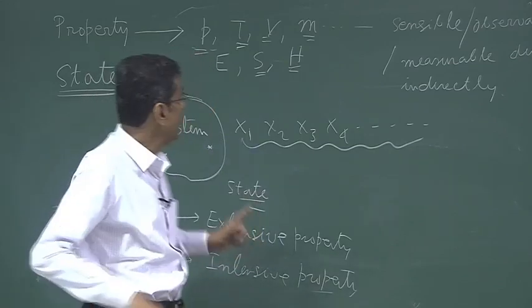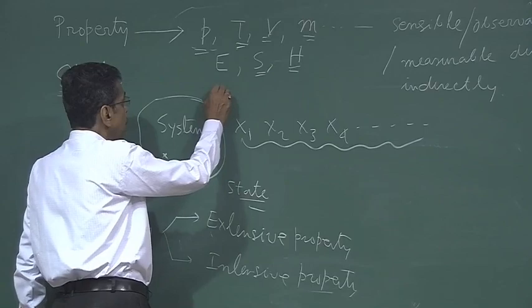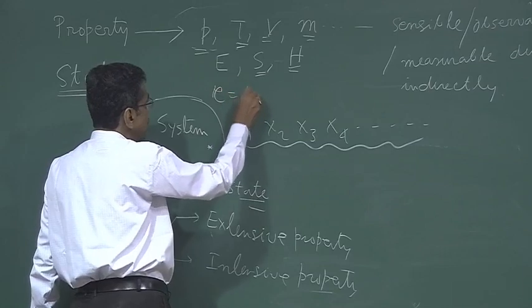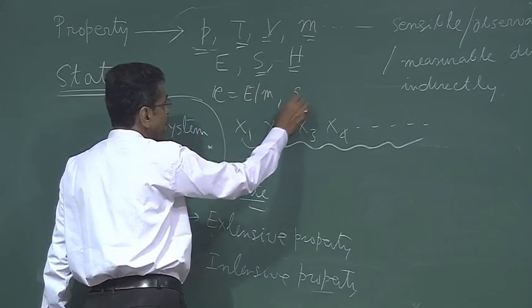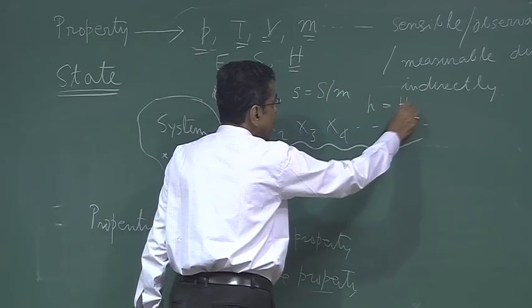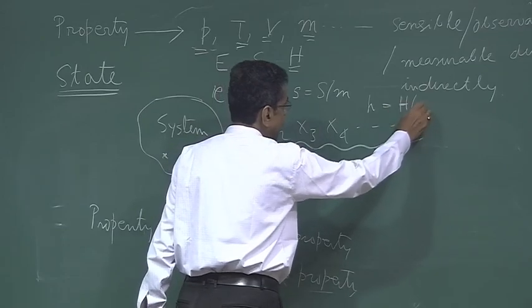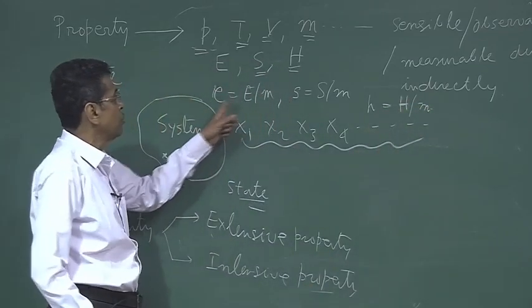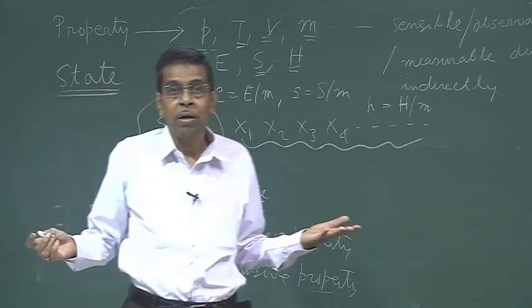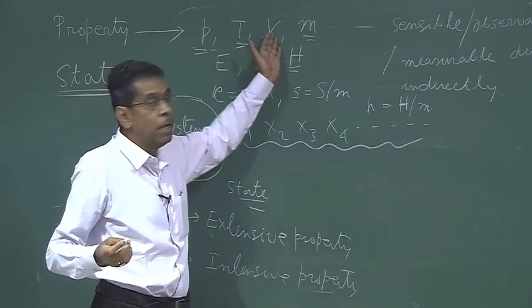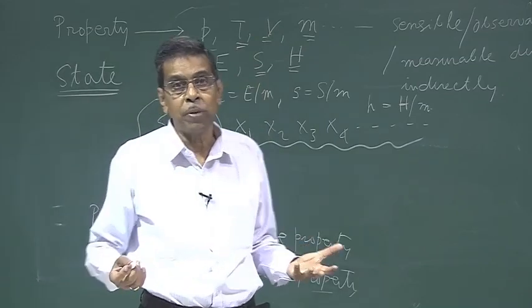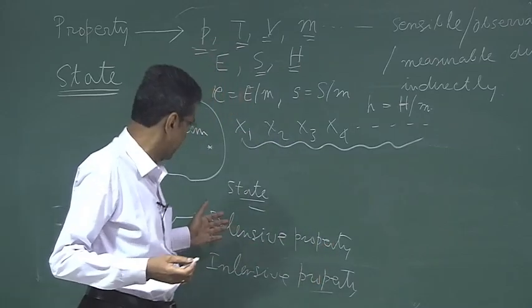But the specific values of these extensive properties, for example, specific energy, that means divided by the mass, specific energy is E by m, or specific entropy, small s, is entropy by m, or the specific enthalpy is the total enthalpy, big H, by m. The specific values are all intensive properties, which can be defined at a point and do not depend upon mass. For example, the volume is an extensive property, but specific volume, per unit mass, is an intensive property. So this makes the difference between extensive and intensive property.